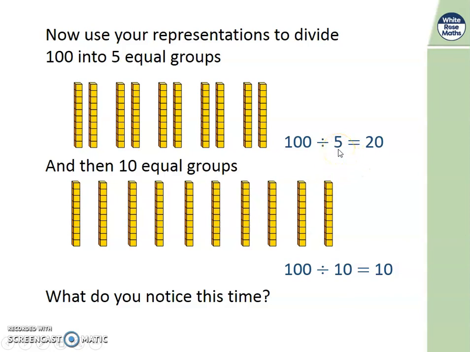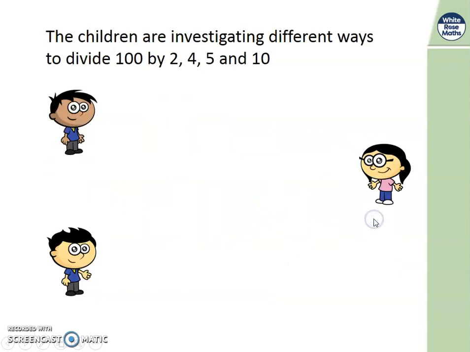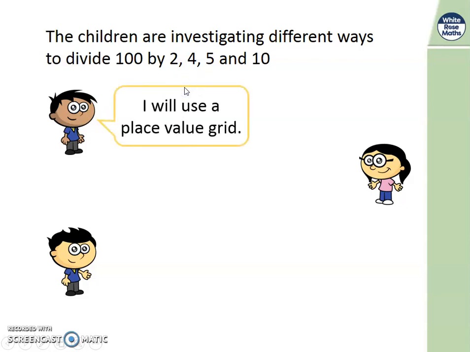When I had 5 groups, and then I made it into twice as many groups, now I had 10 groups, the number 20 has halved and become 10. The children are investigating different ways to divide 100 by 2, by 4, by 5, and by 10, just like you're doing. Here's Amir. He's going to try using a place value grid.